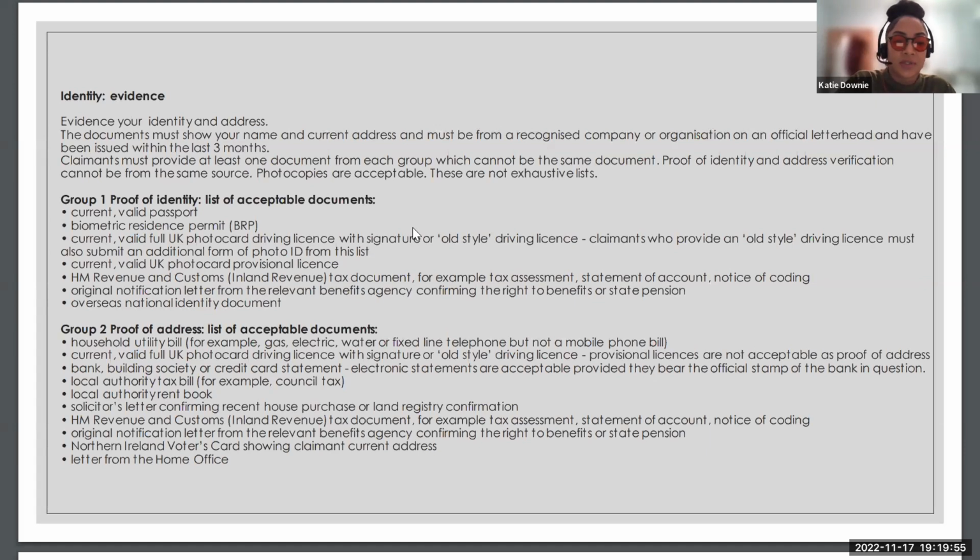What type of evidence would you use? Well, first and foremost, with all of the different types of application forms, the three application forms are set out in a similar way.